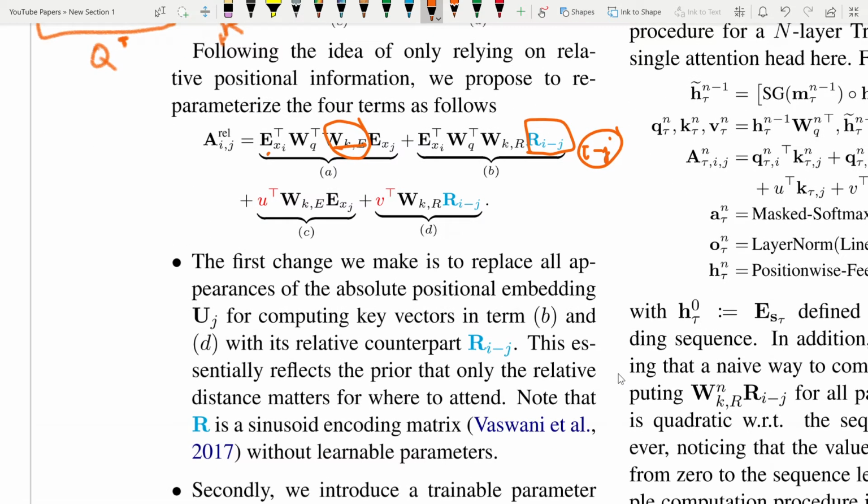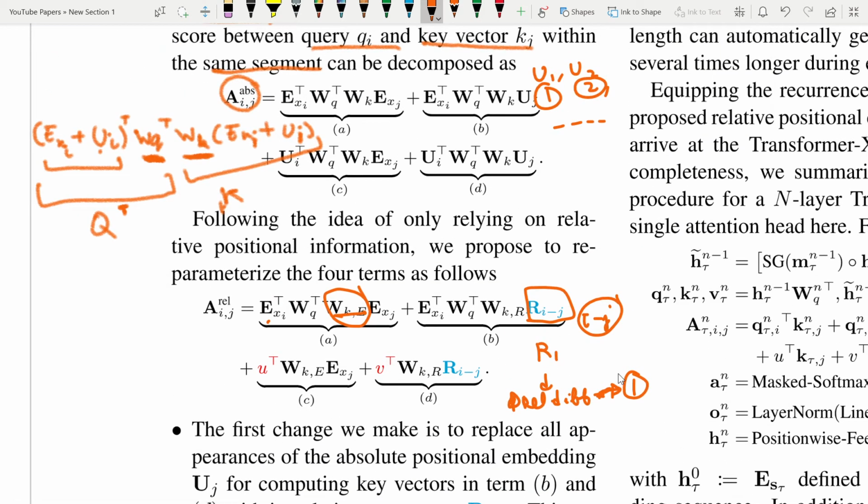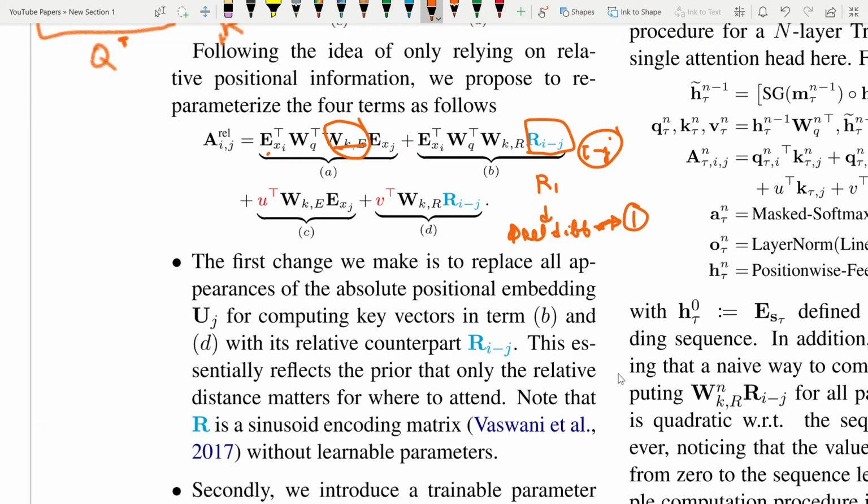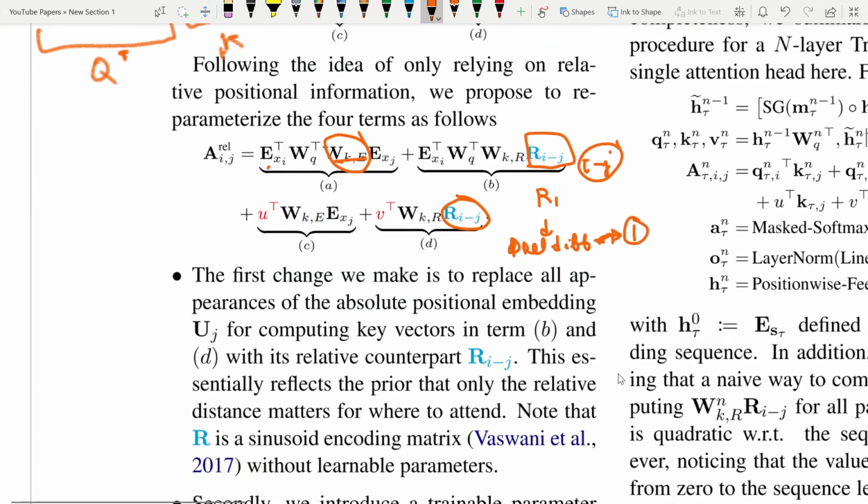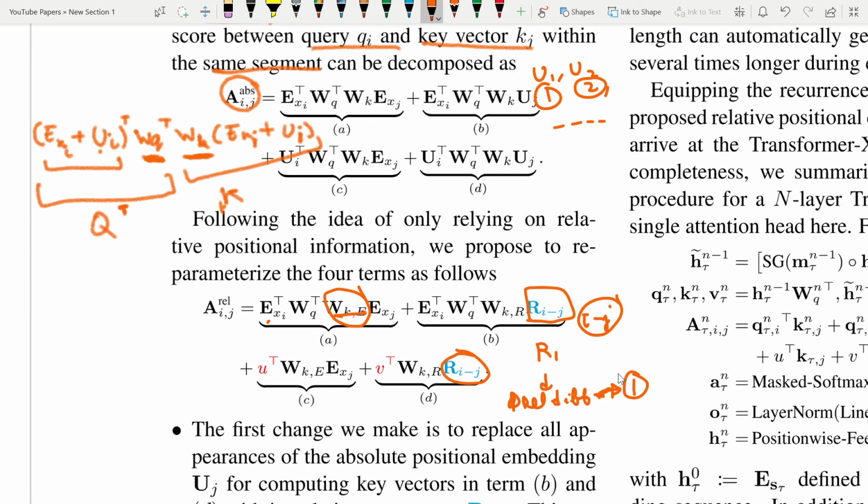Now what will happen is, r1 will correspond to a relative difference. Like whenever there is a relative difference of 1 between two positions, then Ri minus j would be the positional encoding. So the positional encoding will not depend on the absolute positions, it will depend on the relative positions of the inputs. And so over here, Uj is replaced by Ri minus j. All right. So what about this part?